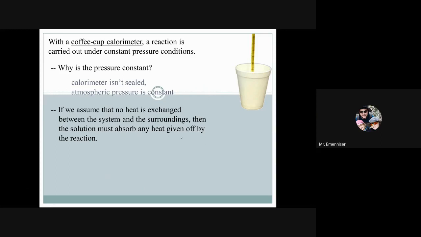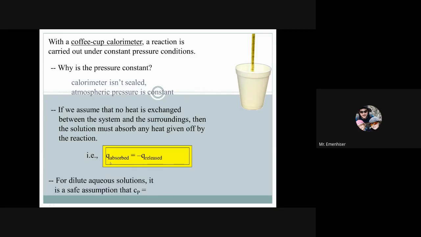If we had a heat exchange, then the solution might absorb heat from the surroundings. Okay, so the heat absorbed in the coffee cup calorimeter is equal to the negative of the heat released.